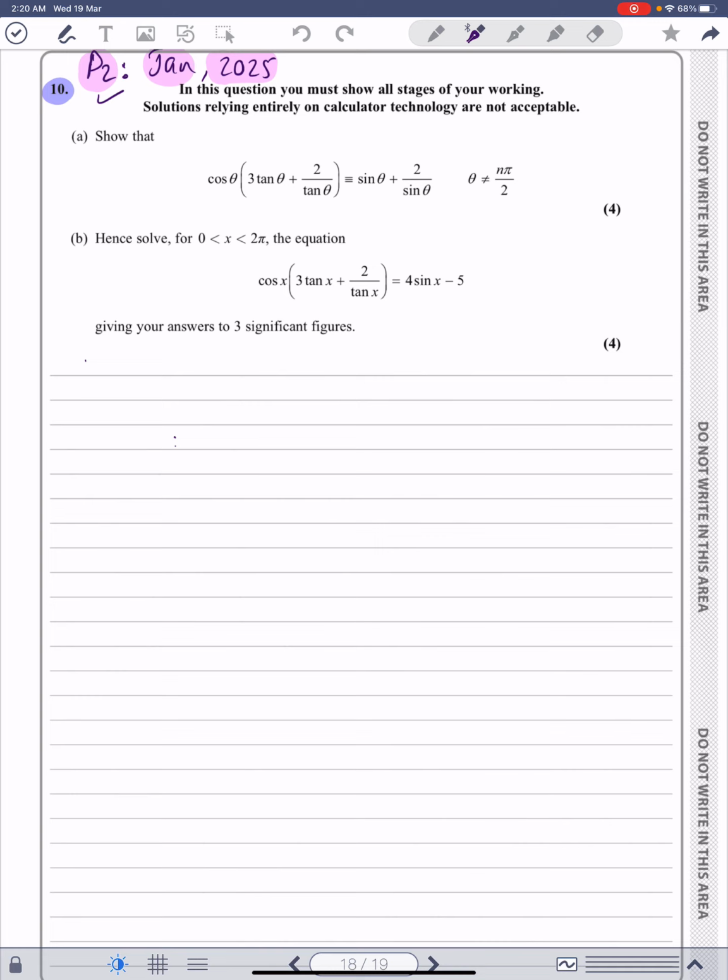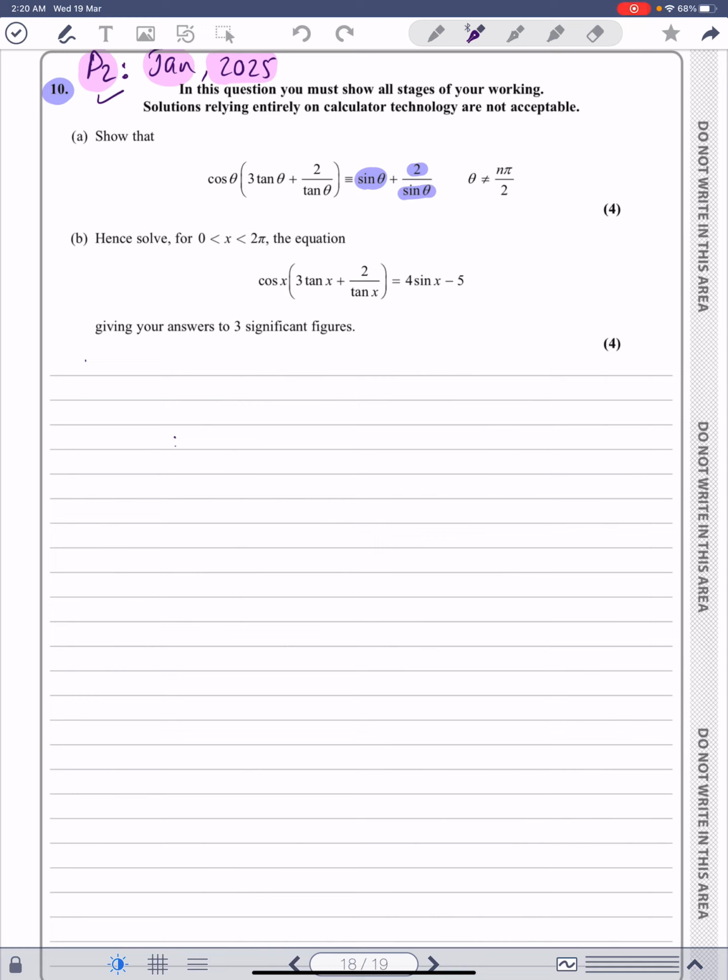Part A is asking us, we are given an identity: cosine theta times (3 tan theta plus 2 over tan theta) is equivalent to sine theta plus 2 over sine theta.